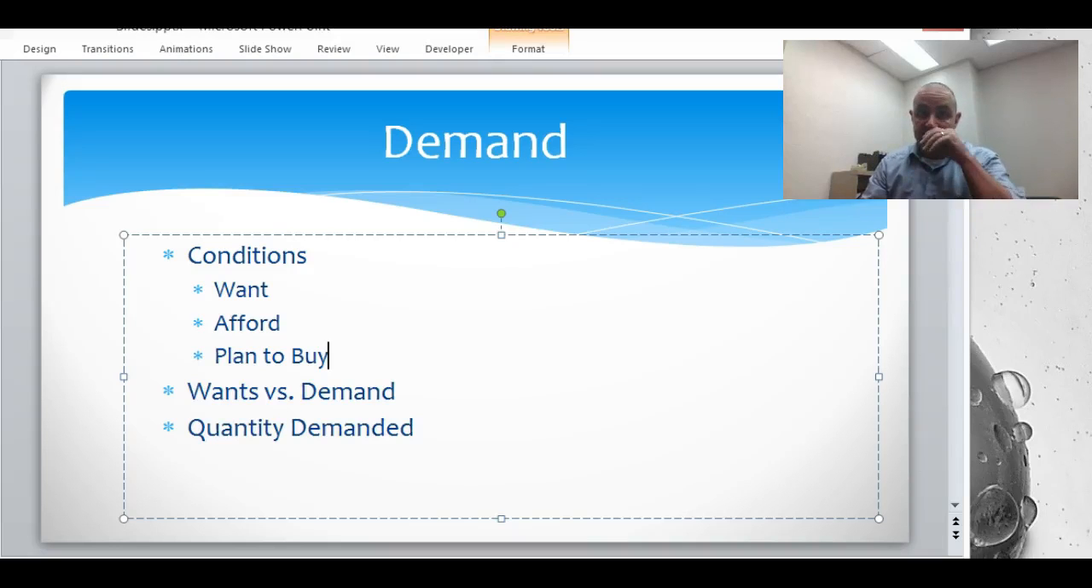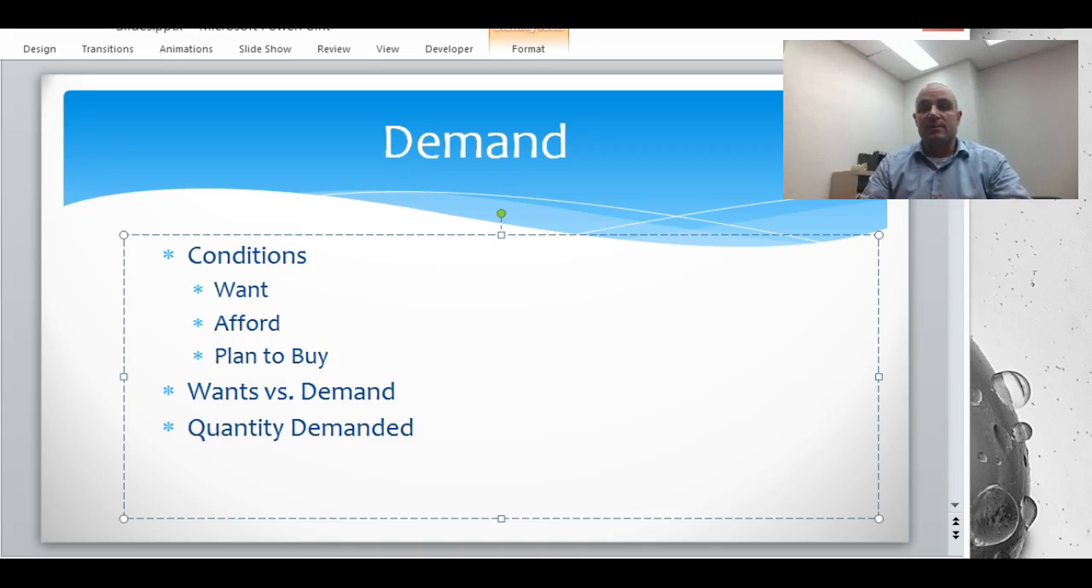Demand and supply is the main foundation to A, any economics course, and B, really understanding why things happen in the economy. Why prices change. What makes it to where when prices go down, people want more. What drives the housing market, what drives food, and all that. So it really becomes important to understand demand and supply.